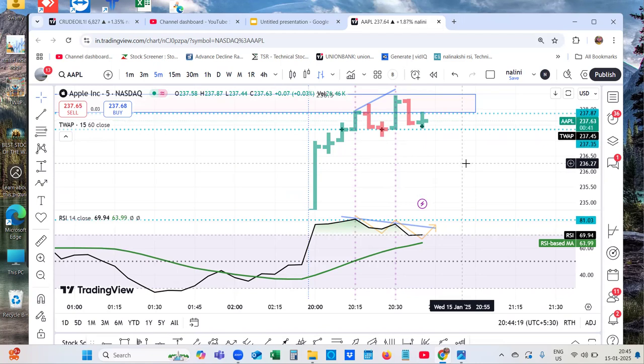Sometimes what happens, the retest will be with two candles also. The candle has not closed. 32 seconds are there. 30 seconds are there. Yes. Now some sort of red candle is forming, but still it is not a confirmation.